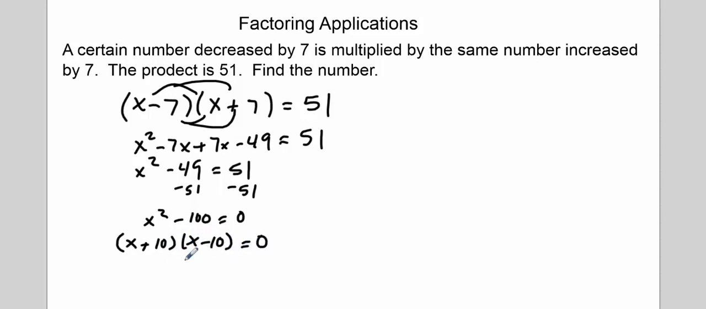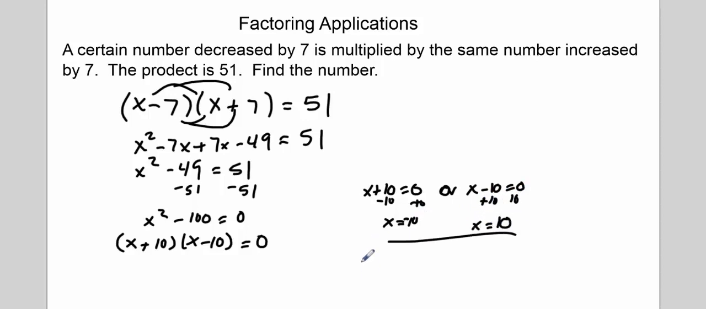And now we have that zero product principle, which says x plus 10 will equal 0, or x minus 10 will equal 0. So therefore subtract 10 from both sides. x equals negative 10, and then add 10 to both sides, and we get x equals 10. So there's two possible answers on this problem.